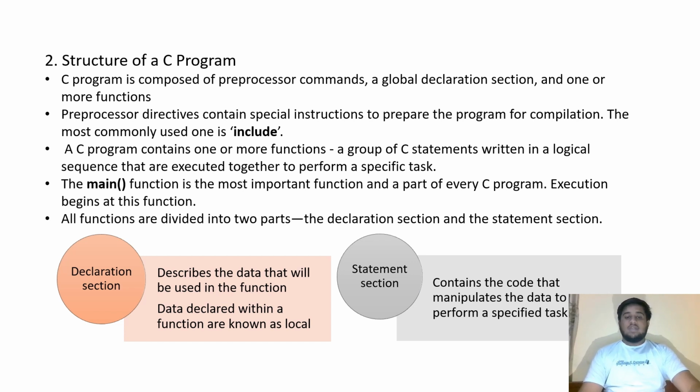All functions are divided into two parts, the declaration section and the statement section. The declaration section describes the data that will be used in the function. Data declared within a function are known as locals. The statement section contains the code that manipulates the data to perform a specific task.